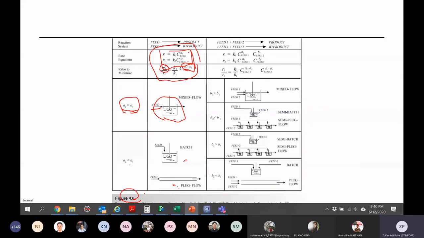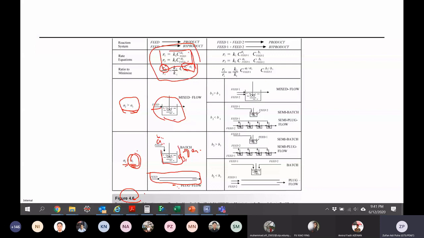But if your intended reaction is bigger than your unwanted reaction, then you can fit this. So you have a batch reactor. You put A1 here and A2 there. Since your A1 is bigger than A2, in the end you will get more A1 reaction compared to A2. In fact, in batch, or you can also feed it there. So you have this plug flow, which in a sense will behave like this batch.